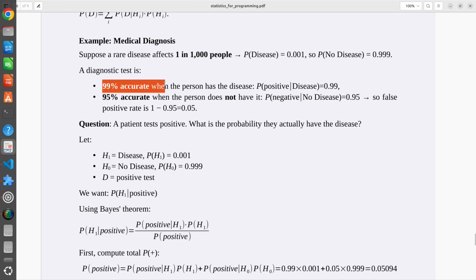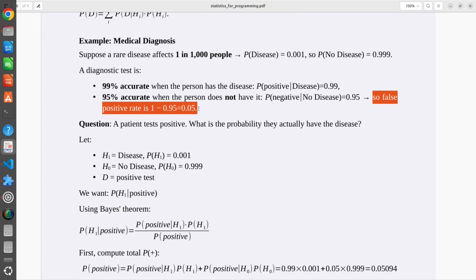It is 99% accurate when the person has the disease. So it means that the probability that the result is positive given that the person has the disease is equal to 0.99. And it is 95% accurate when the person does not have the disease, okay? So that means that the probability that we will get a negative result if the person has no disease would be equal to 0.95. So the false positive rate is equal to 1 minus 0.95, which is equal to 0.05, okay? So we have these two conditional probabilities now. We can really calculate the probability of having a positive result given that the patient has no disease. In this case, we call it the false positive result, which is equal to 1 minus 0.95, which is just equal to 0.05.